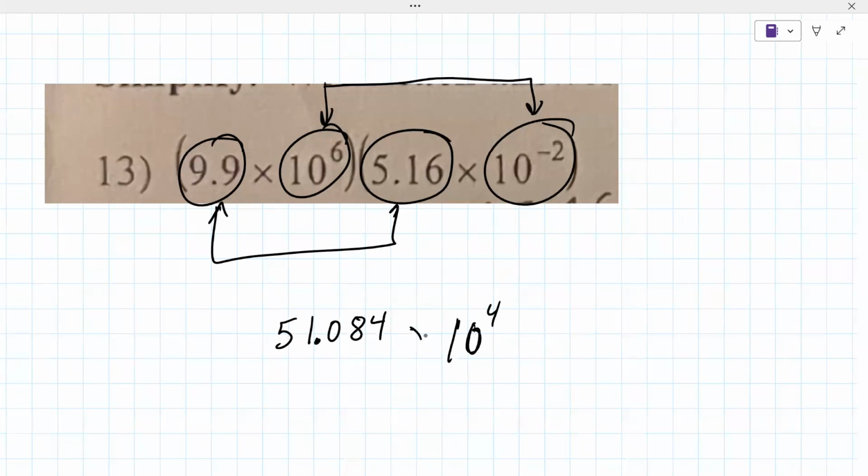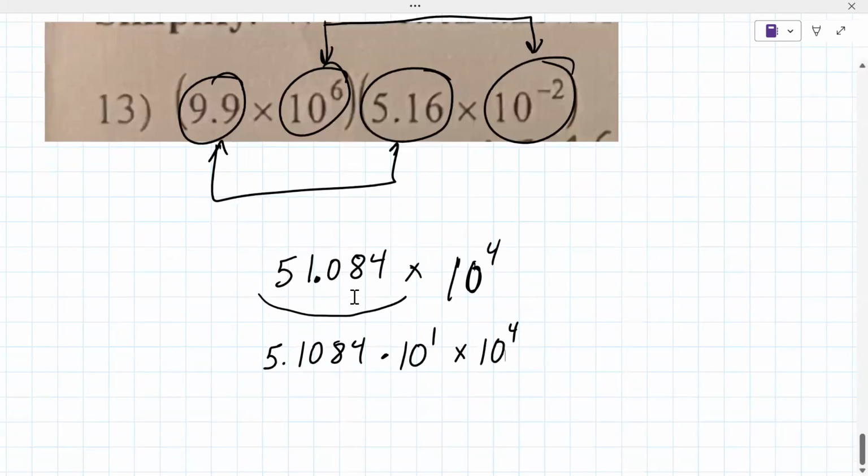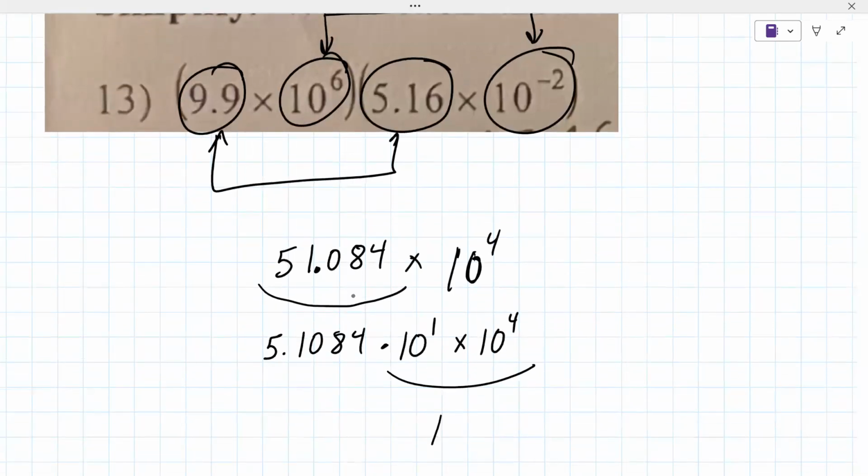Okay, so the issue here is that this new number is not in scientific notation. It's not that you did anything wrong with yours, it's just that there's a better way to do it. This number on the left here, you can rewrite as 5.1084 times 10 to the 1 times 10 to the fourth, like that. And what that does is you then multiply the exponents again, but you're not counting zeros, I guess is the point.